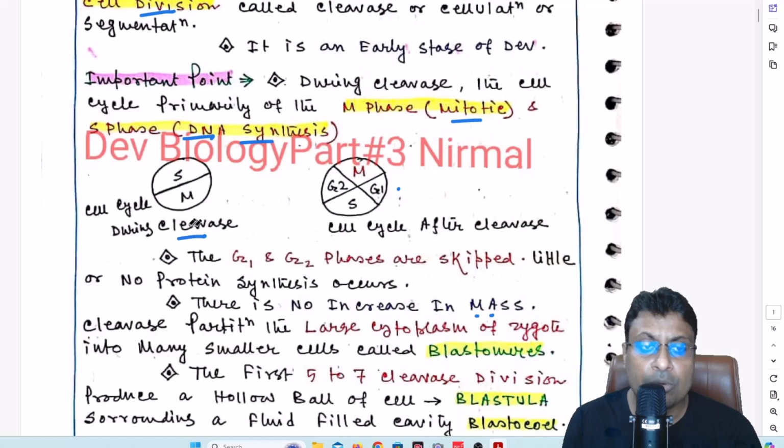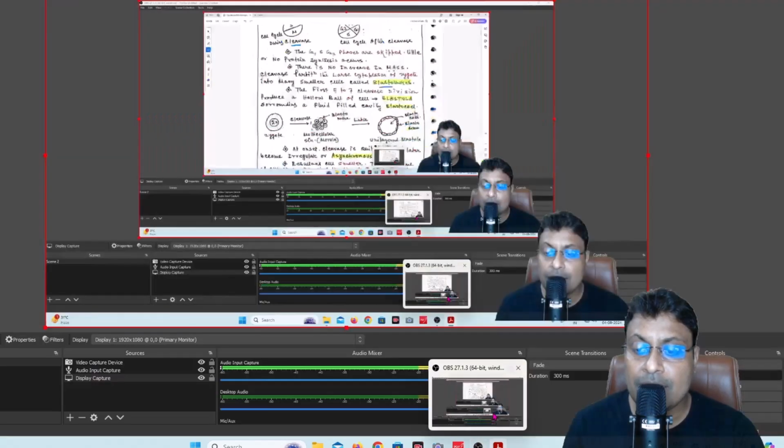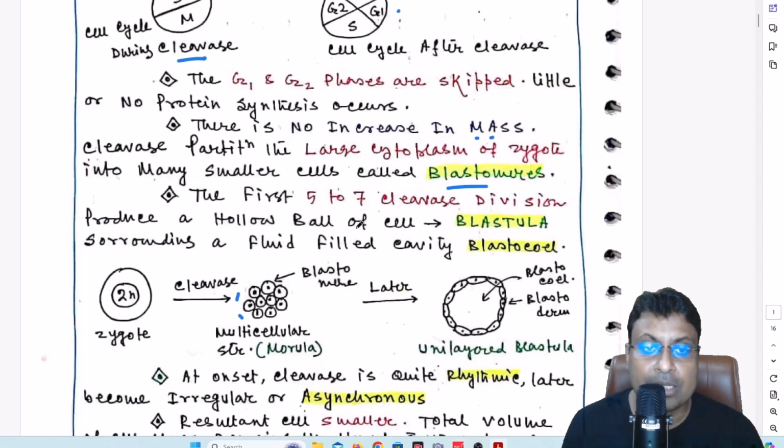During cleavage, in the cell cycle you can find only two phases, the S phase and the M phase. G1 and G2 phases are skipped, little or no protein synthesis occurs during cleavage, and there is no increase in mass. Cleavage partitions the large cytoplasm of the zygote into many smaller cells called blastomeres. So by the process of cleavage many smaller cells are formed, and these cells are known as blastomeres.